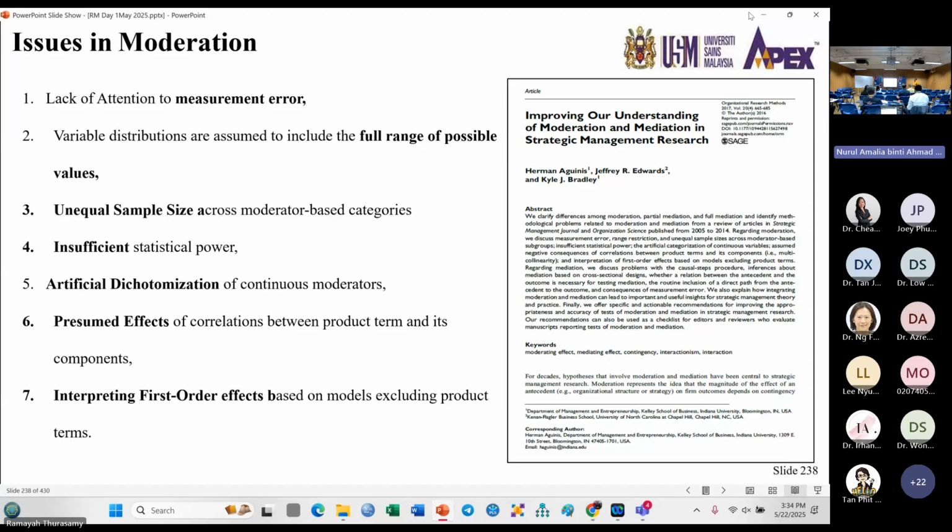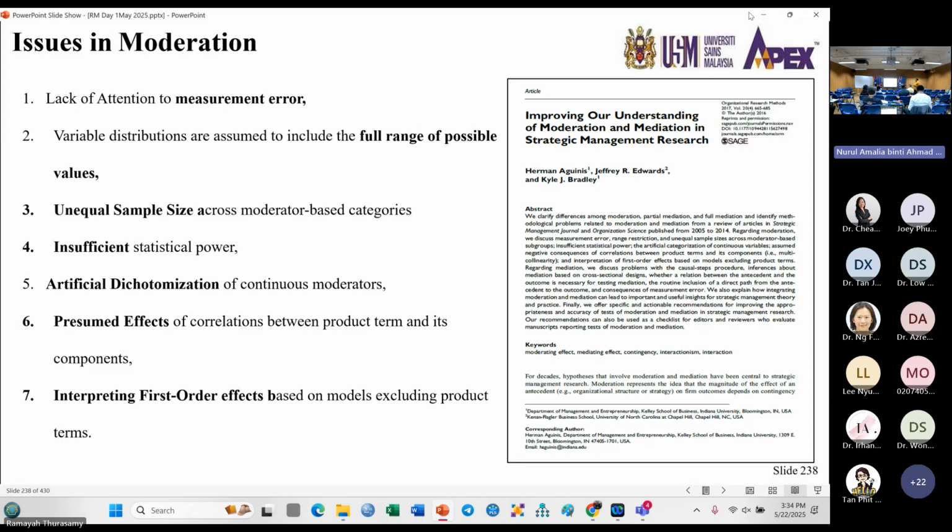Many people forget that when we do moderator analysis, we have interactions. The more independent variables you have, the more interactions you will have. Sample size requirement goes up for moderation. Okay, for moderation.